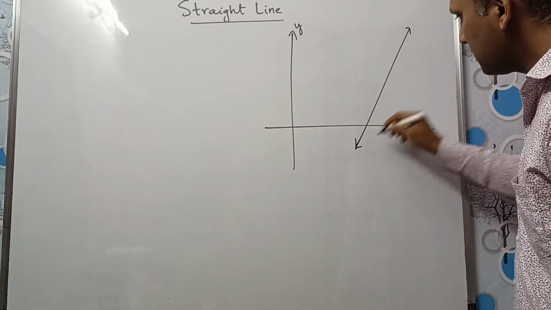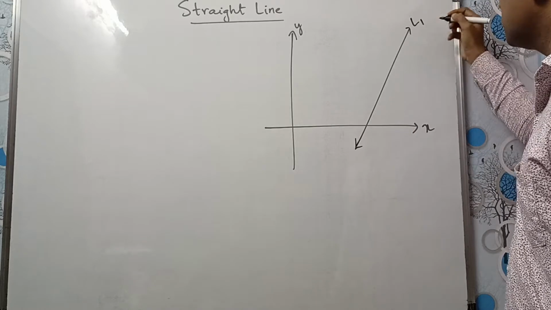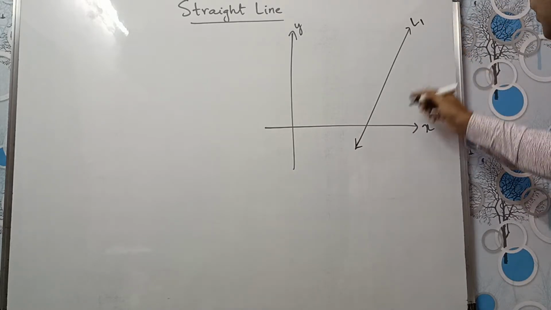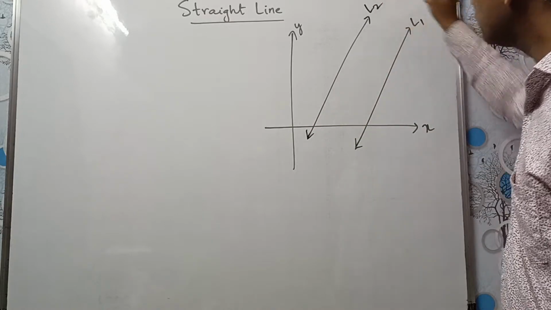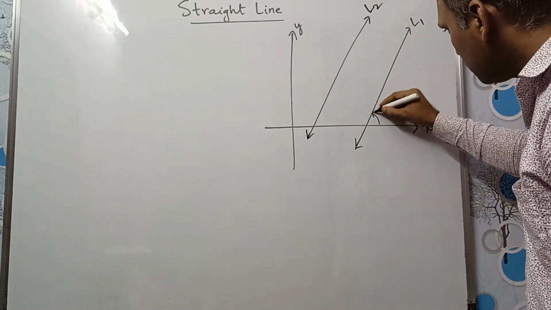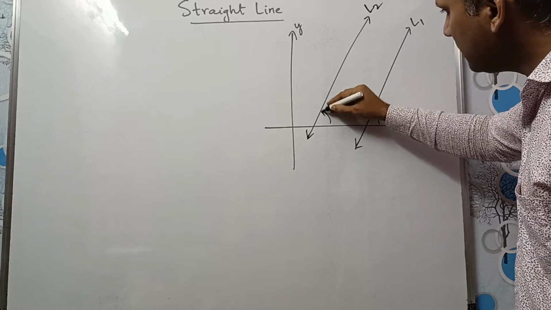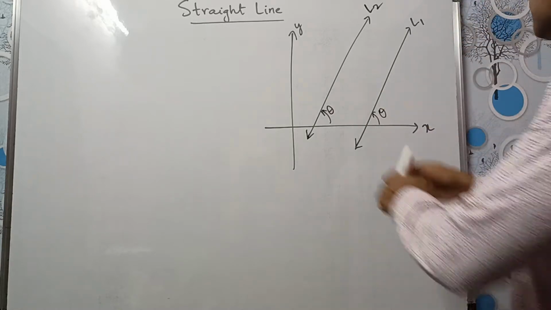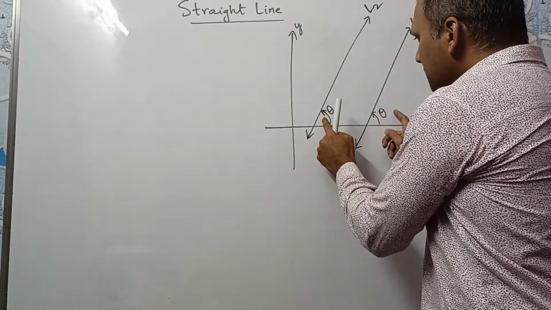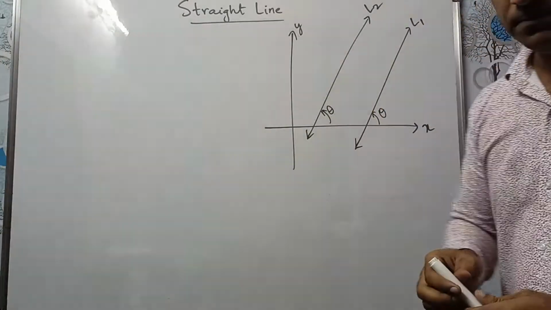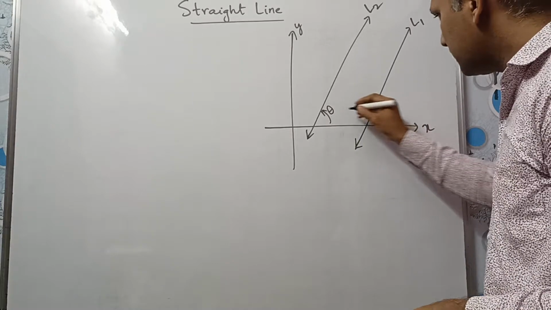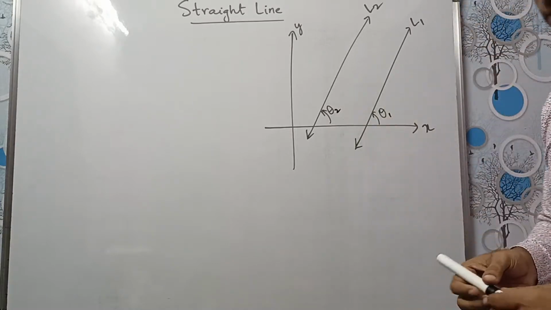Let us say this is the first straight line. Let us represent it as L1, and this is the second straight line, L2. These two straight lines are parallel, which means the angle which they are making with respect to the x-axis, measured anti-clockwise, is the same. Let us say this is theta 1, this is theta 2.